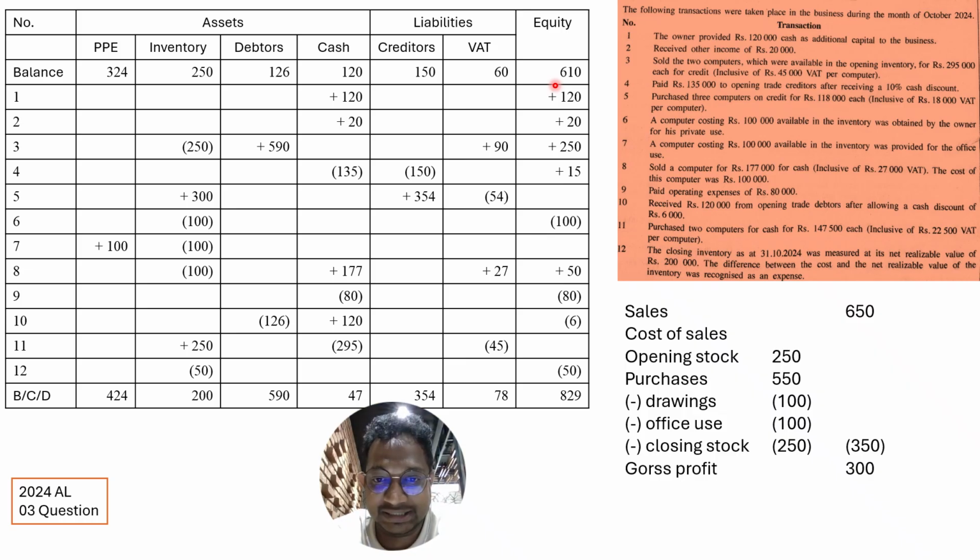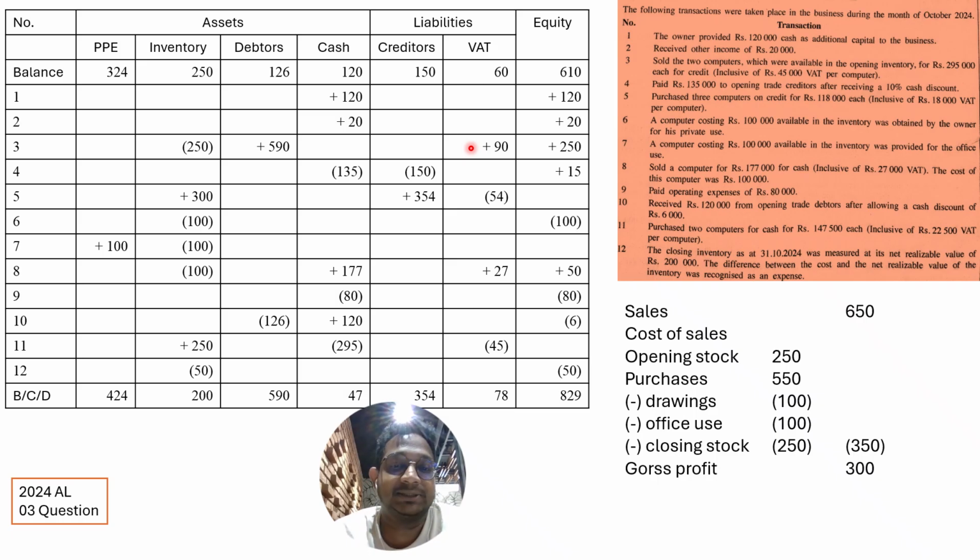And then the third one: sold the two computers which were available in the opening inventory for 295 each on credit, inclusive of 45,000 VAT. So here the special thing is VAT. When you are doing sales, you are collecting VAT, which means that VAT you have to pay to the government. So that collected VAT is a liability for you. And when you are doing purchases, you are paying that VAT, right? So when you are doing sales, that VAT you should add to the liabilities.